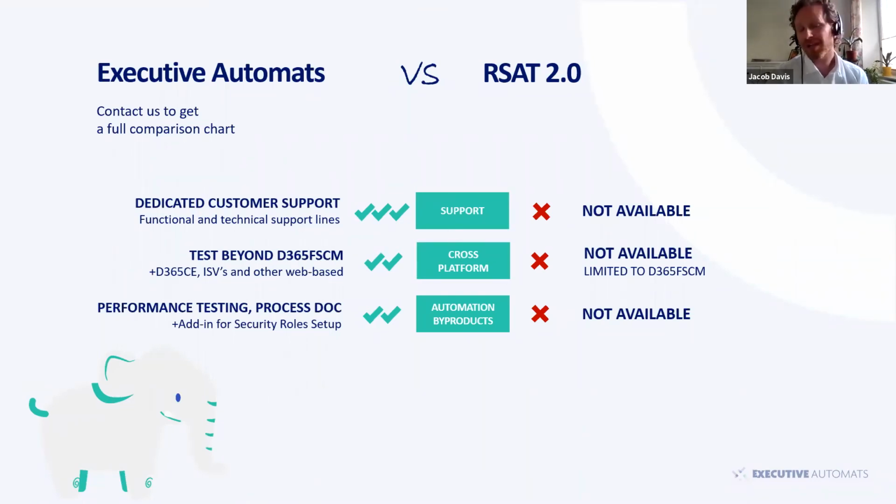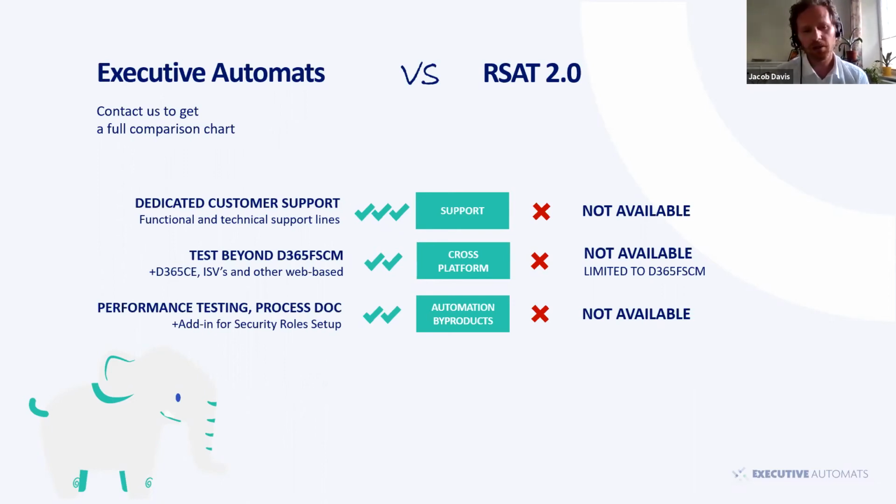Another nice thing is cross-platform testing. Bart touched on this a little bit, and I even saw a question in the chat about this. Testing ISVs and other web-based integrations or web-based platforms that you might have, like an e-commerce page or something. You can do that with Executive Automats. It's quite nice and an important part of your testing project.